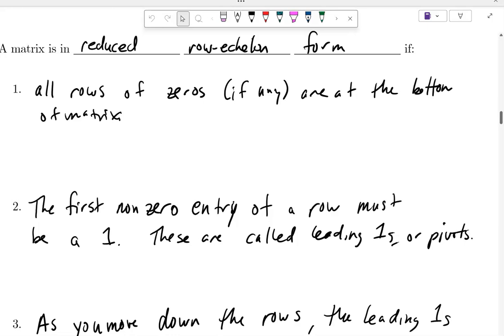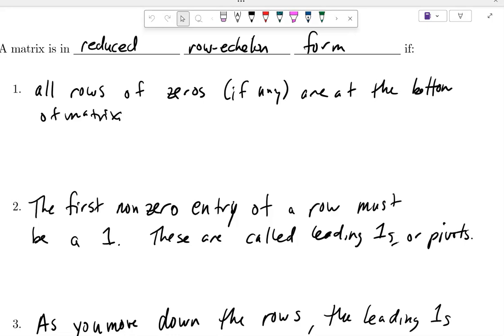And this is going to be our goal today, to be able to write these matrices in reduced row echelon form. So first, we need to make sure that if there are any rows of zeros, all the rows of zeros are at the bottom of the matrix. If we have rows with non-zero entries, as we read from left to right, the first non-zero thing has to be a 1. Any row that you go across, the first non-zero thing has to be a 1. We refer to those as leading ones, or we call them pivots.